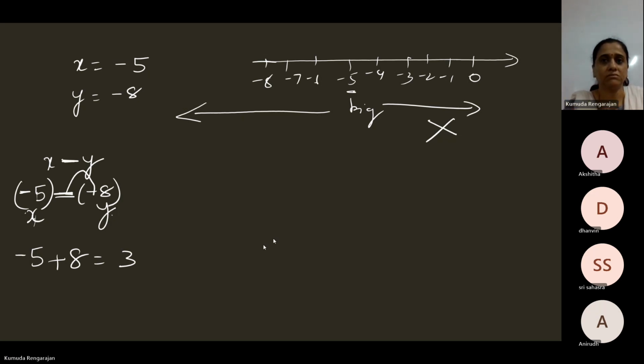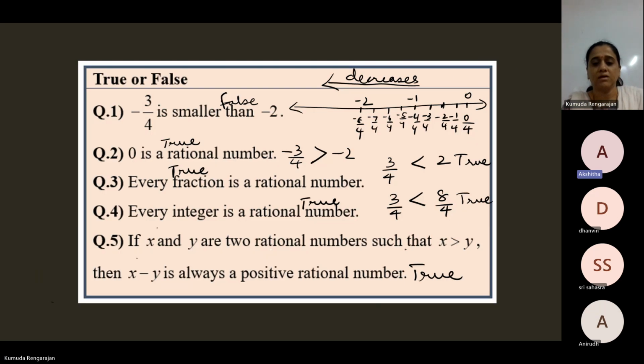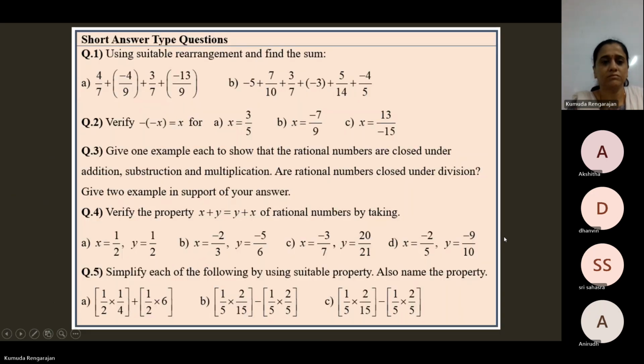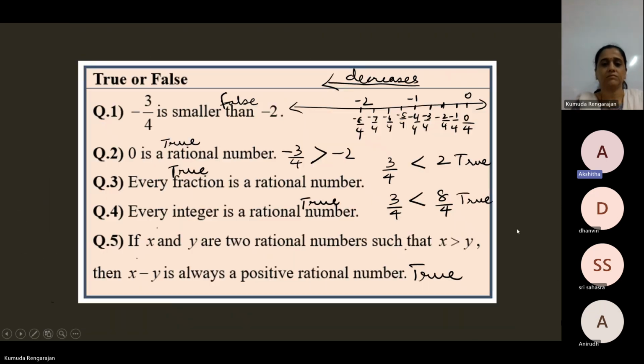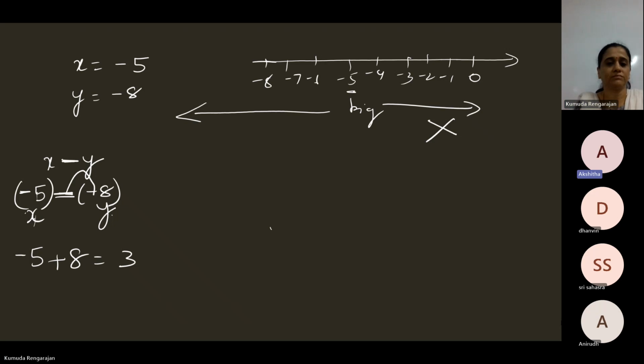Correct. Ma'am, now I understand, ma'am. Very good. Okay. Ma'am, can you show the previous slide, ma'am, so I could take the screenshot of that answer? Yeah. Done, ma'am.